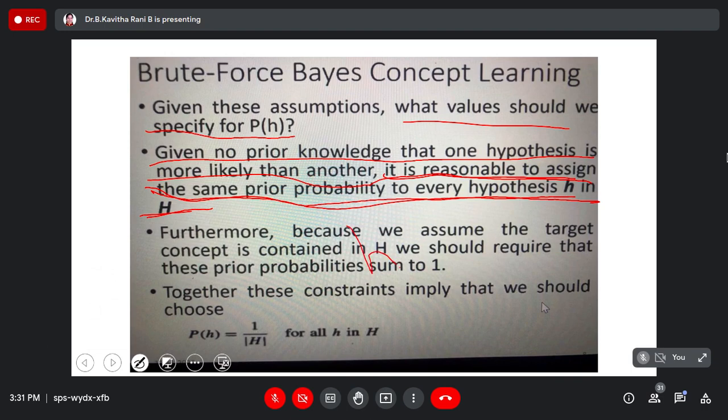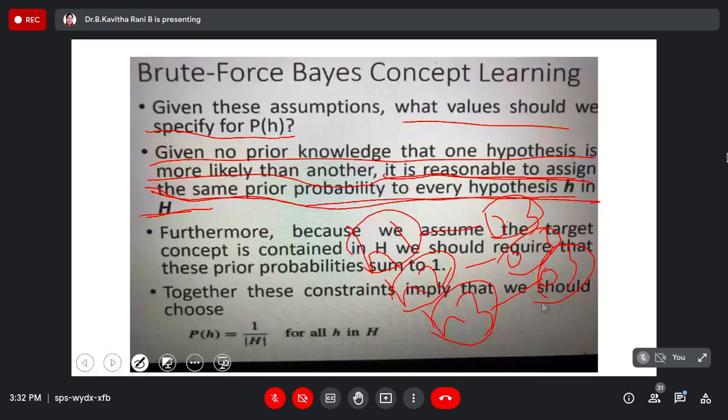For H1, H2, H3, we have to give 0.3, that is 30%, each. Then the probability of H1 is 30%, the probability of H2 is 30%, the probability of H3 is 30%. So when there is no prior probability, you have to assign the same prior probability to every hypothesis H in H.